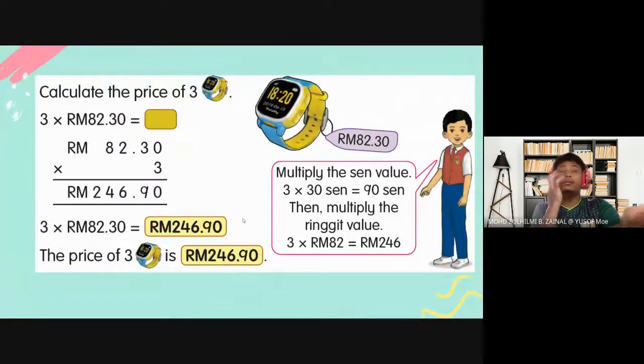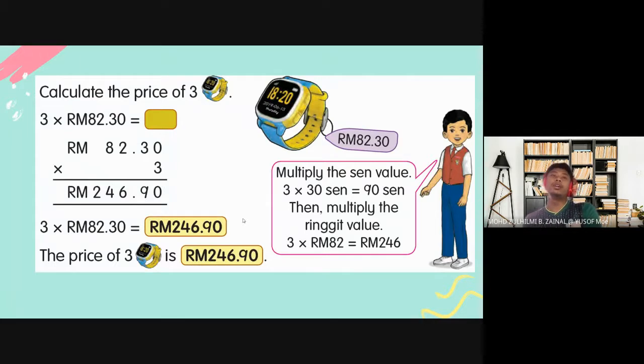Next. Calculate the price of 3 watches. Kalau dia beli satu, if you want to buy one, the watch will cost you RM82.30. Yang ni kalau ada sen lah. So RM82.30. Kalau one unit, the watch will cost you RM82.30.